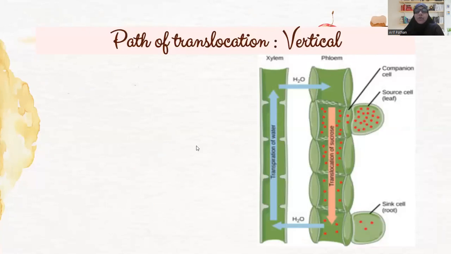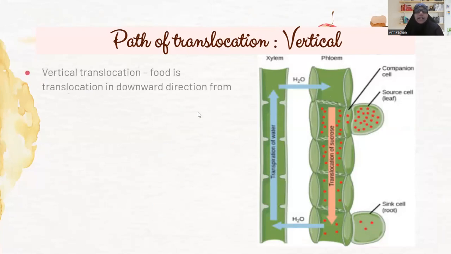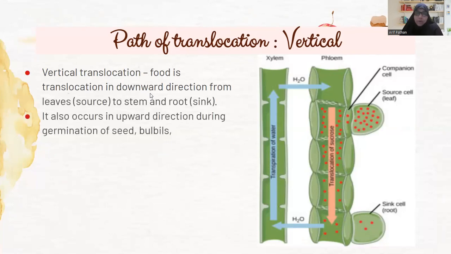Now it can happen in two ways, either vertical or lateral. Vertical is very simple, as you can see in the figure. Food is translocated in the downward direction from the leaves to the stem and root. So leaves are at the topmost position, then the stem comes and the root comes. So wherever it is required, it will go in the downward direction. It also occurs in the upward direction. It's not only downward, upward also, where the new cells, young cells, buds, flowering is happening.